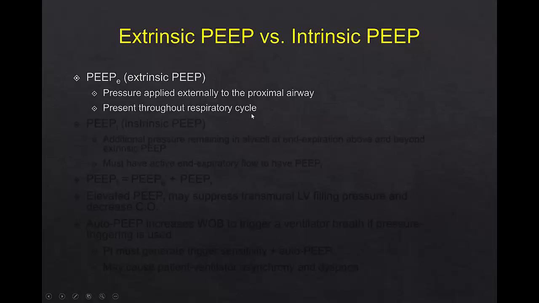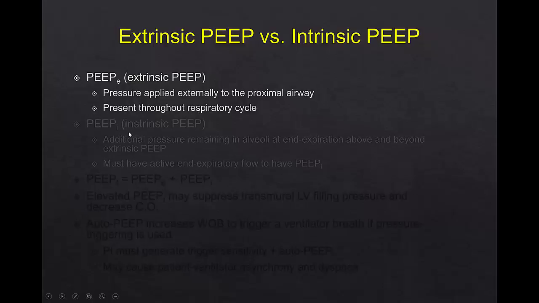So let's talk about PEEP while we're on the topic of increasing ventilation. I want to distinguish extrinsically applied PEEP from intrinsic PEEP. Extrinsically applied PEEP is pressure applied externally to the proximal airway, and it's present throughout the respiratory cycle. We apply this from the ventilator at the endotracheal tube location, the tip of the tube where the ventilator attaches.